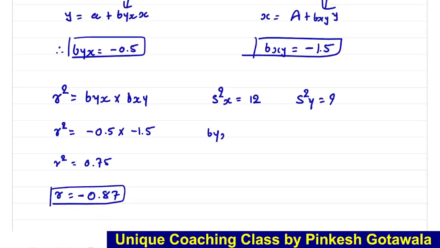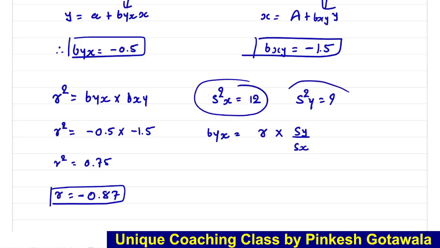Byx is equal to r into sy divided by sx. Now just put in the values and we get the answer. But before putting values, remember one thing. Here x square x is given and we want to find x square y. Sx square is given and we want to find Sy square only.